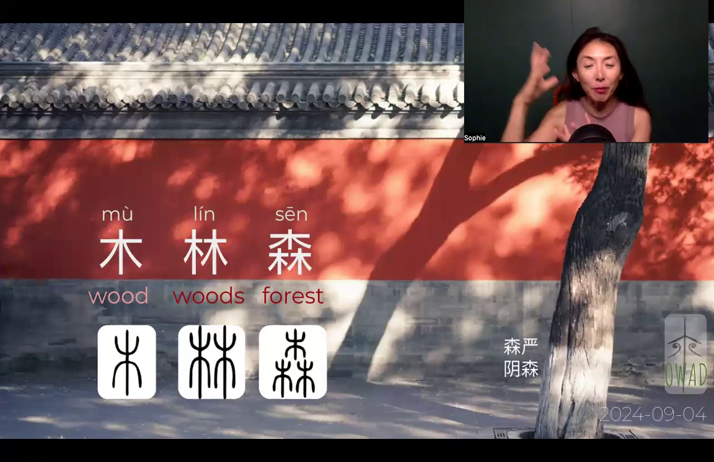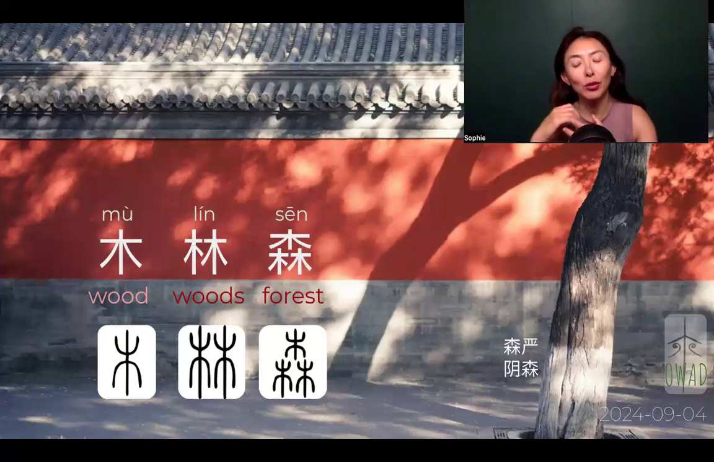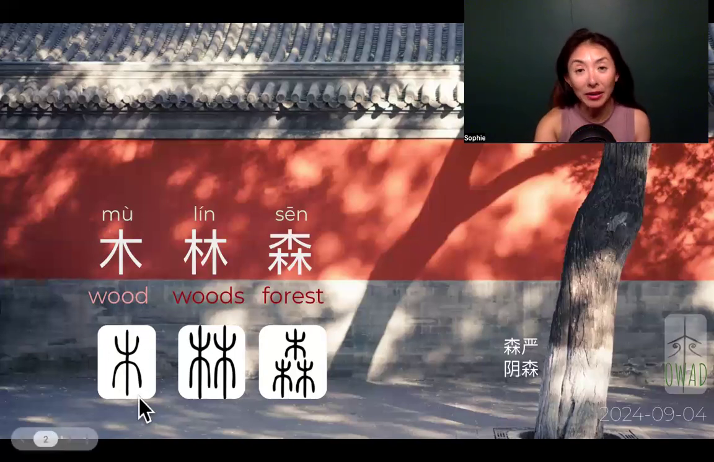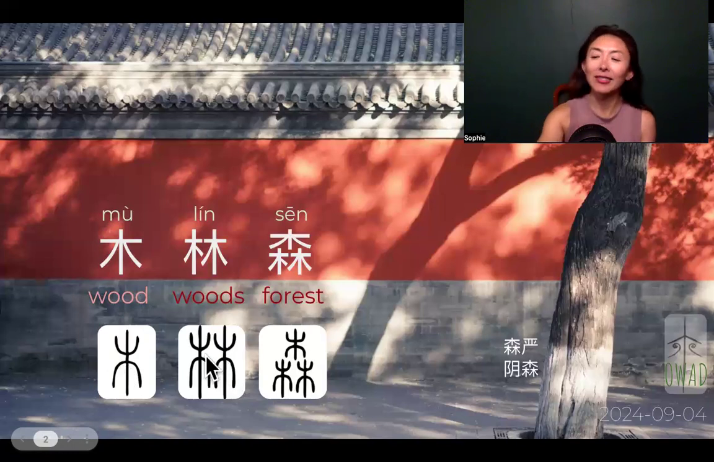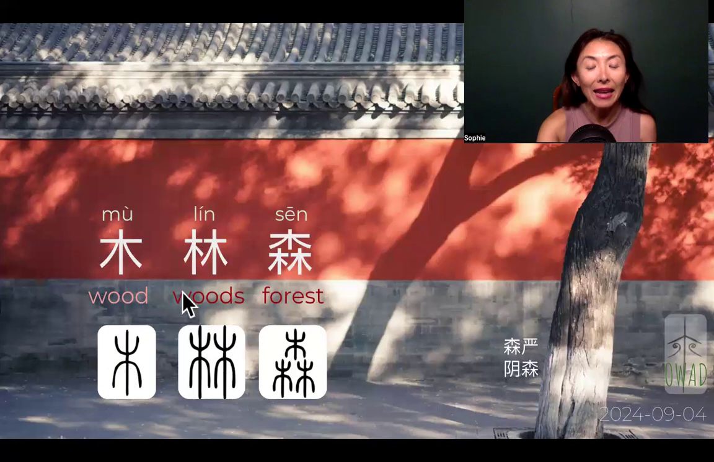So the tree has both ends to absorb nutrition and sunlight for it to survive, right? To generate nutrition for itself. So that's the basic structure of what's considered wood or tree. Then we double it, it means more than one, means multitudes of trees. And it is made of the Chinese character for wood.